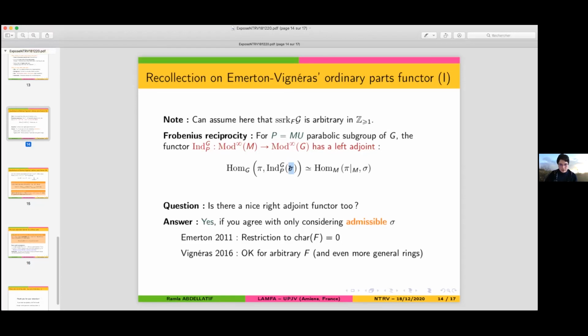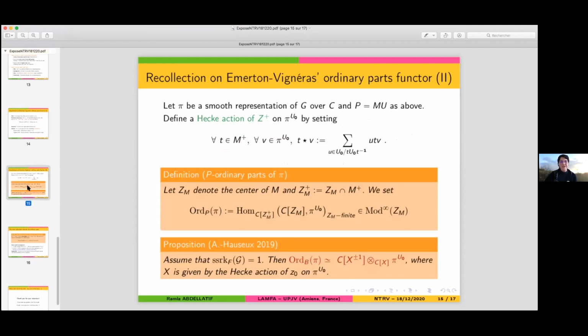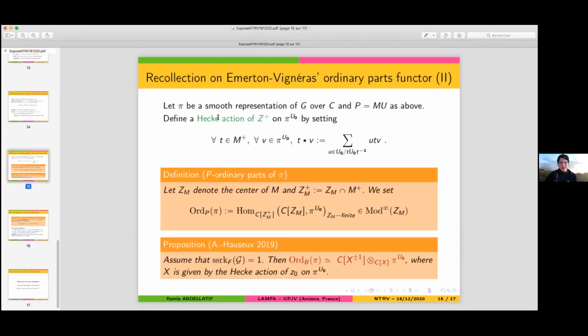If you agree with assuming that sigma is admissible, then you have such a right adjoint. Emerton built it assuming that F is characteristic 0, and later Vignéras actually proved that it works for arbitrary characteristic and even for more general rings. So here's the formula. The Hecke action, as you can see, is basically exactly what we did, okay?